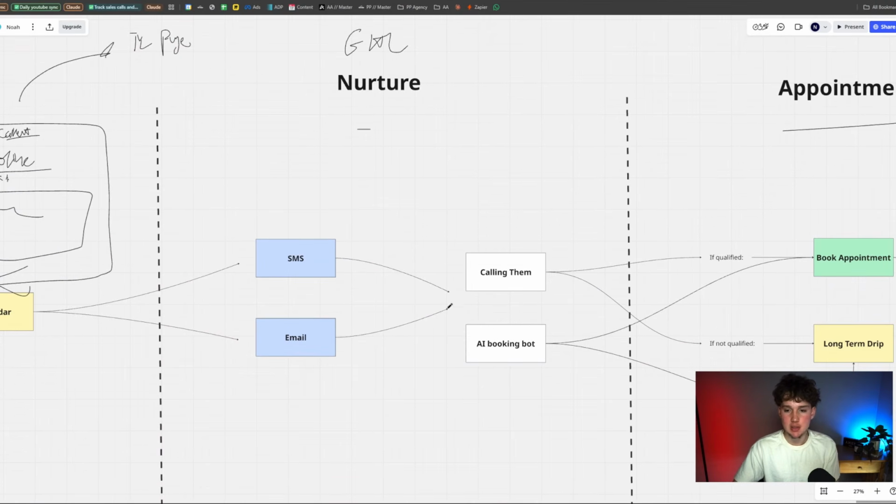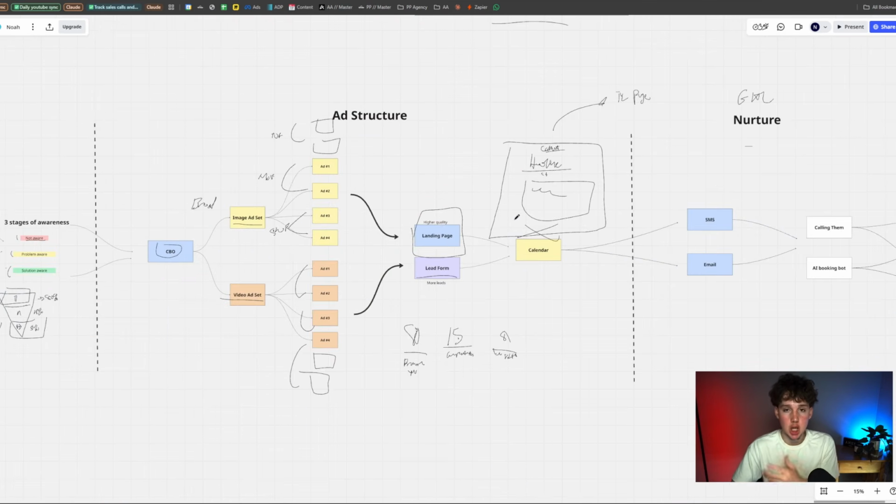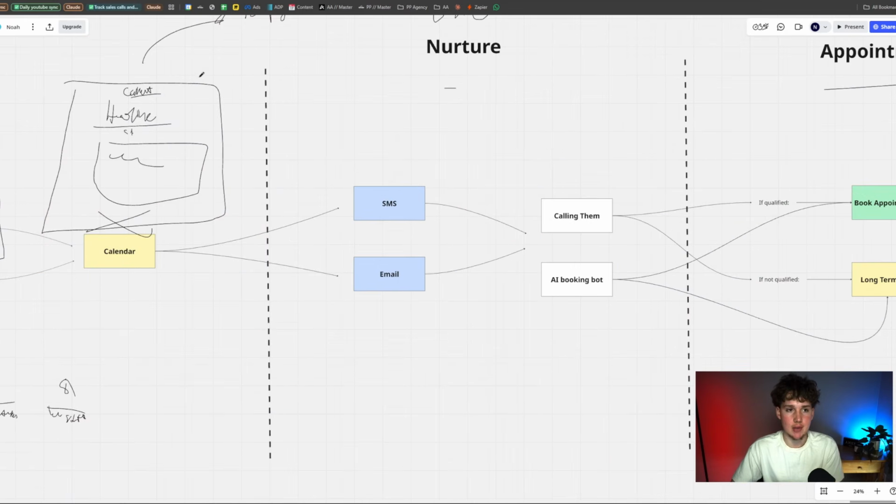You have the SMS, the email, and then I like to either call them. I have my clients calling the leads. I don't call my clients' leads. I don't have a call center. I literally just send my clients the leads, because if you do this properly, you are going to get quality leads and you have the right creative and the right messaging. But otherwise, you can have an AI booking bot as well.